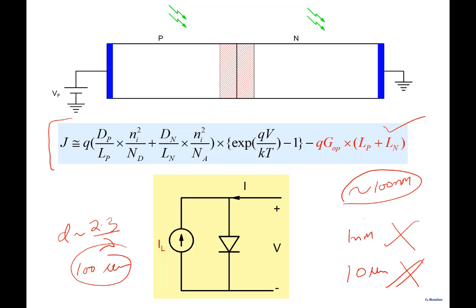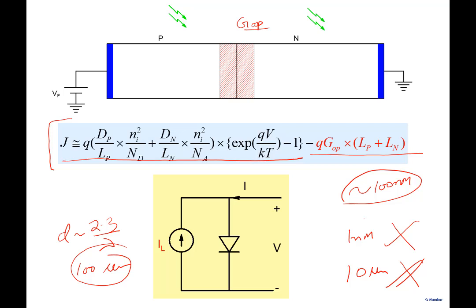So you have the whole equation as it is, but you get this extra term here, q G_op (Lp plus Ln). What is this term really telling you? q G_op (Lp plus Ln). As I said, this is under what? By assuming that there is an optical generation rate G_op throughout, uniform.